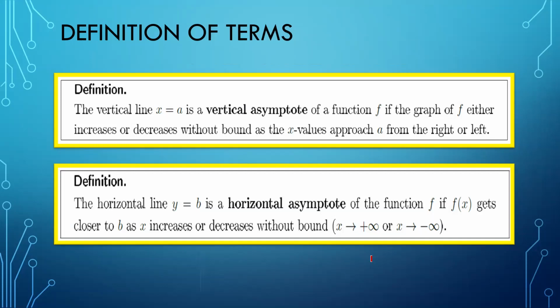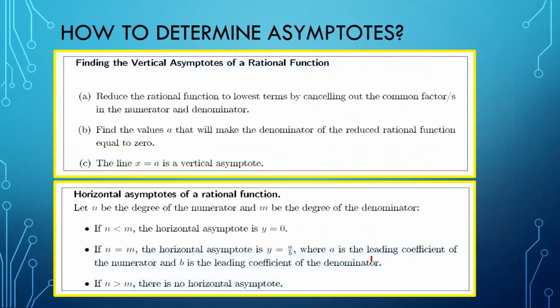Then the horizontal line y equals b is a horizontal asymptote of the function f if f of x gets closer and closer to b as x increases or decreases without bound. That is, as x approaches positive infinity or x approaches negative infinity. So we have here how to determine the vertical asymptotes and the horizontal asymptotes of a rational function.